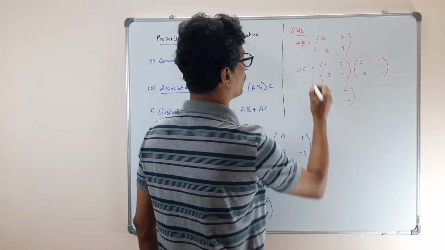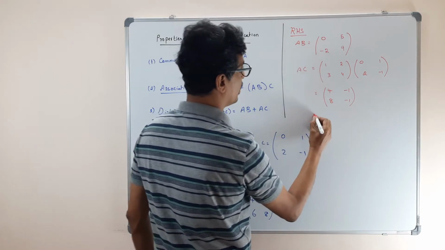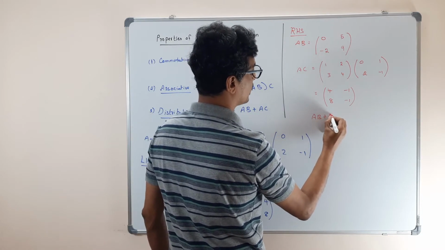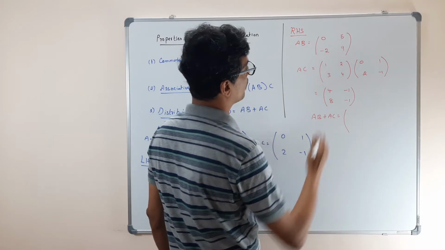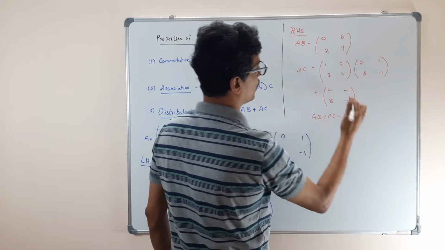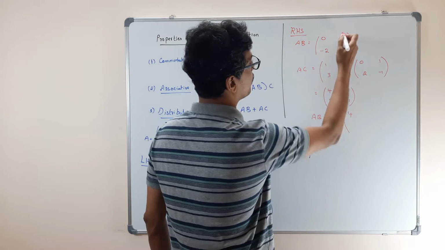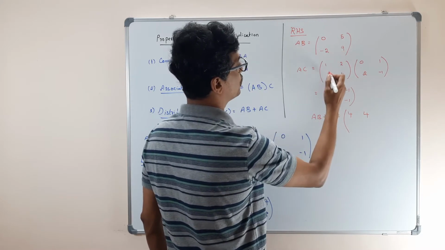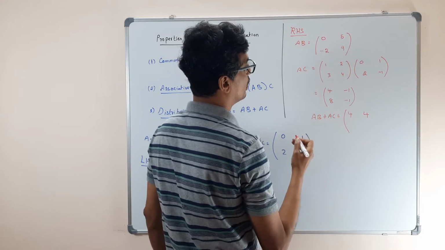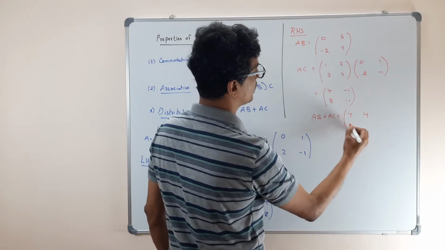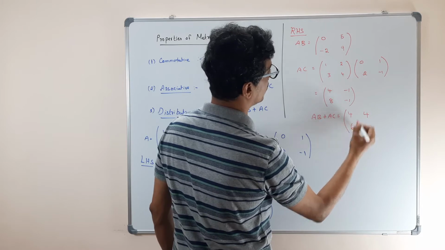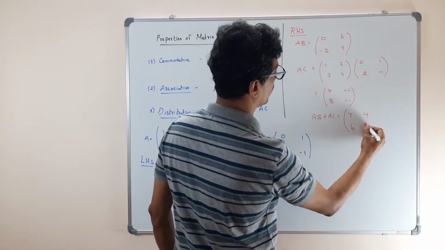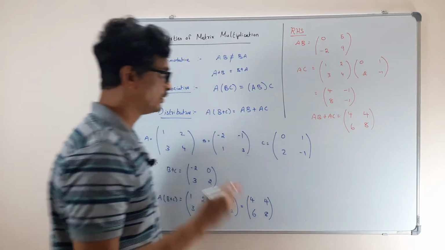Am I right? So now when you add up these two, what will be AB plus AC? Tell me, just adding up. Element by element you have to add. 4, 5 minus 1, again 4 minus 2, it will be 6, then 9 minus 1, 8. Are we getting the same answer?